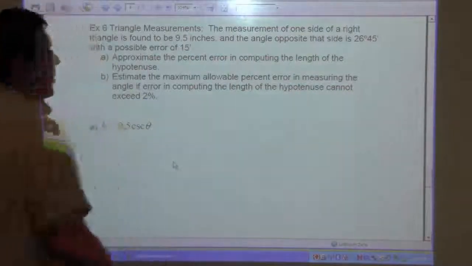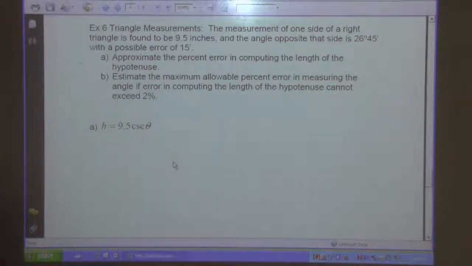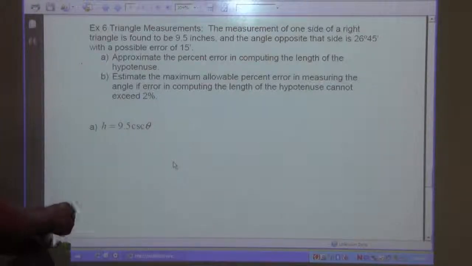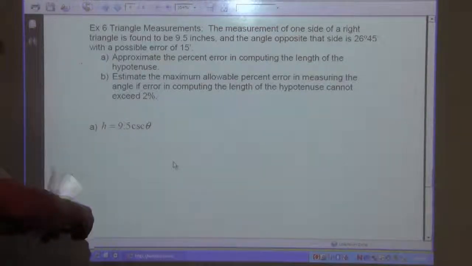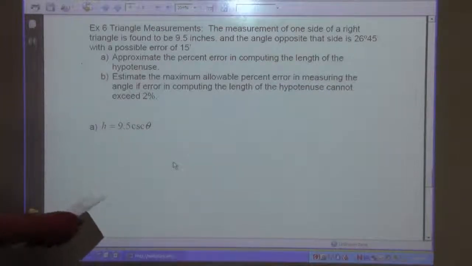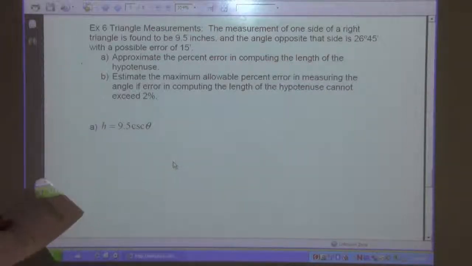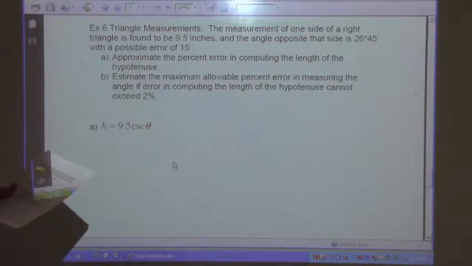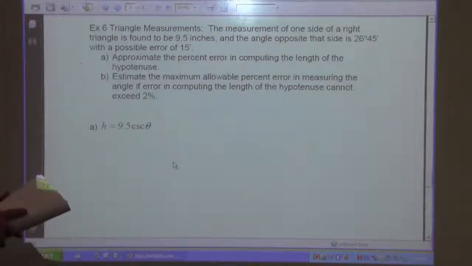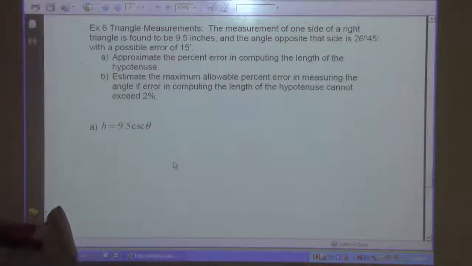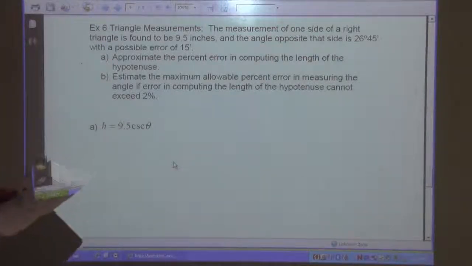Triangle measurements. The measurement of one side of a right triangle is found to be 9.5 inches, and the angle opposite that side is 26 degrees 45 minutes with a possible error of 15 minutes. Approximate the percent error in computing the length of the hypotenuse, and then estimate the maximum allowable percent error in measuring the angle if the error in computing the length of the hypotenuse cannot exceed 2%.